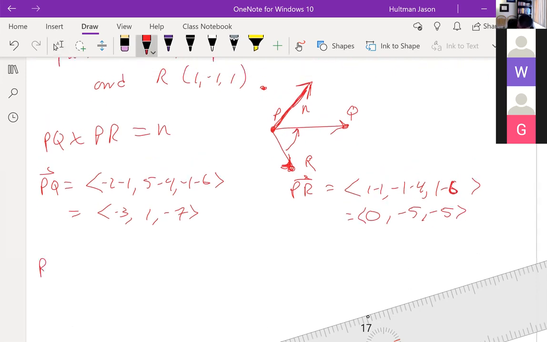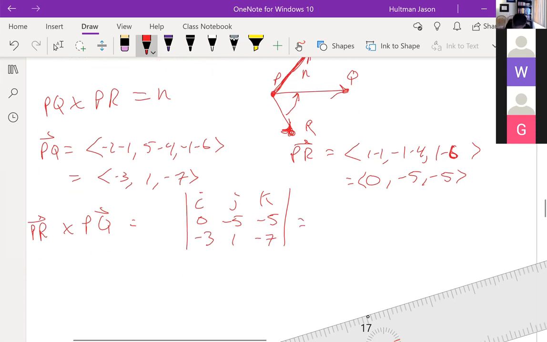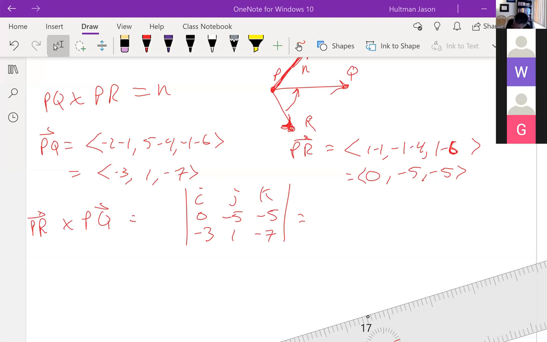So now what do I need? I need PR crossed with, right, PR crossed with PQ. Okay, so IJK, PR 0, -5, -5. PQ is -3, 1, and -7. Okay, so what's this going to become? This is going to become 35. Okay, this is going to be 35 plus 5, which is 40.